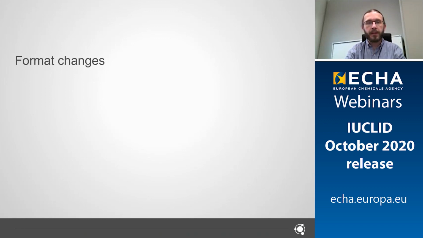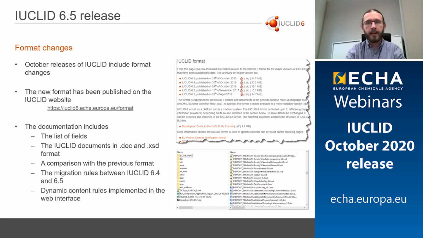Let's move to the format changes in the next slides. As I said, each October release of Euclid includes format changes, and the new format has been published at the same time as the Euclid application on the 28th of October. So if you go to the format page on the Euclid 6 website, you will see all the information.